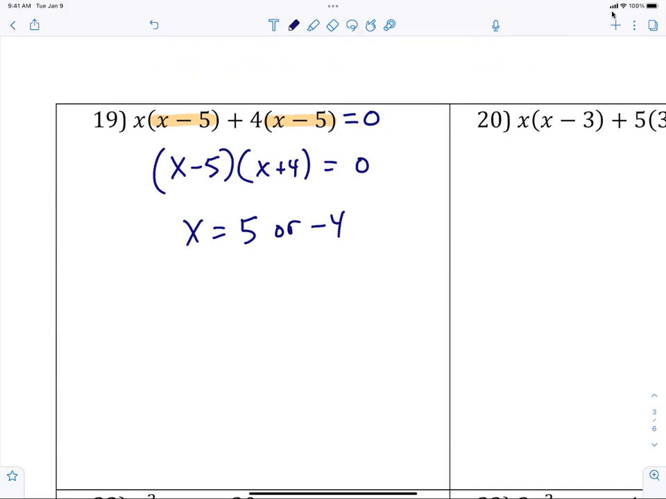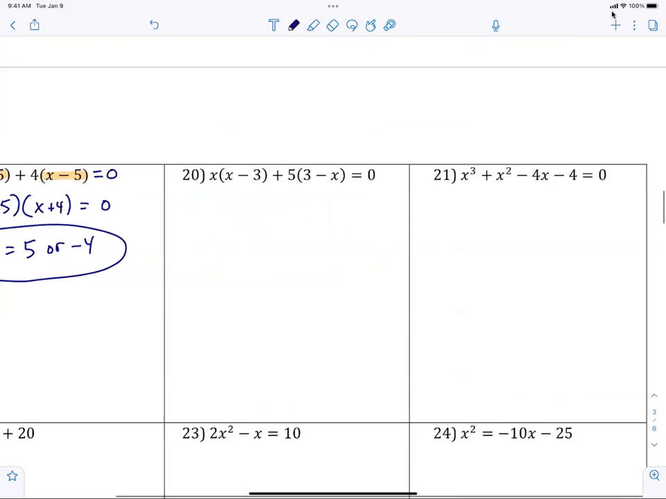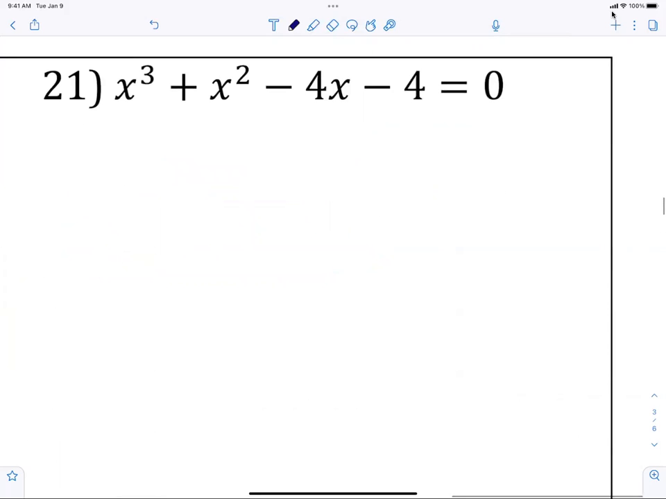Really doesn't. So I'm at 5 or -4. Anybody have any issues with that? All right, so let's continue on to 21. How many solutions are there? 3 solutions. Thank you. There are 3 solutions because it says x cubed.